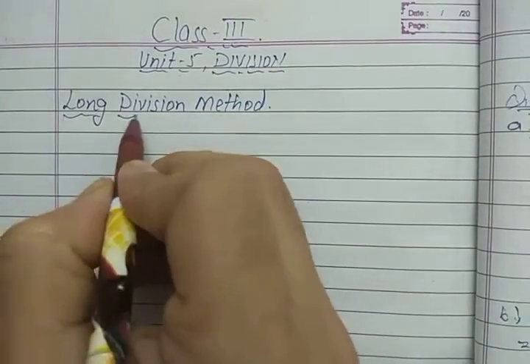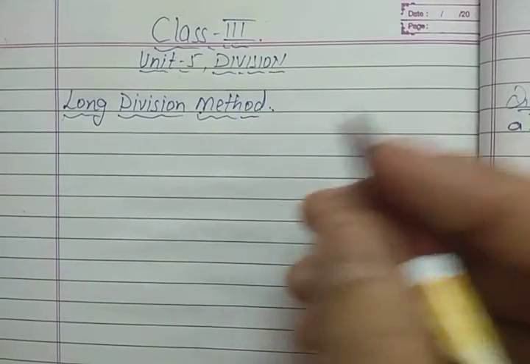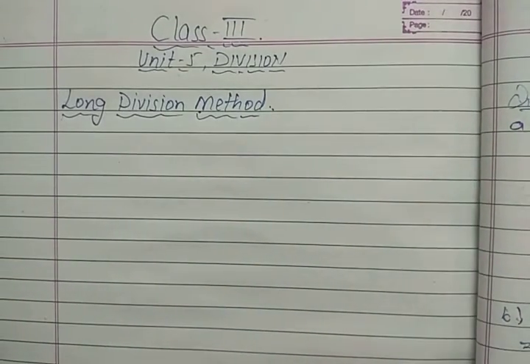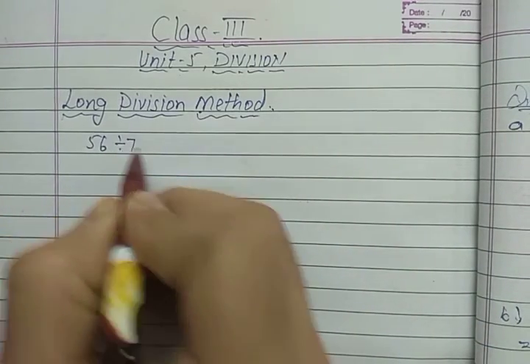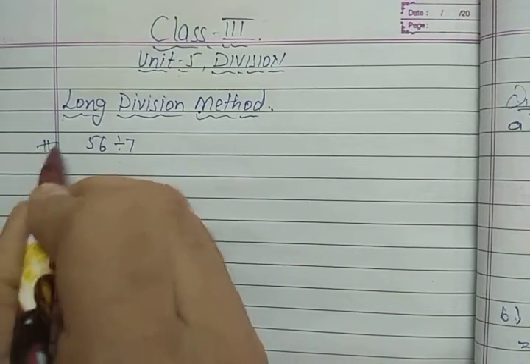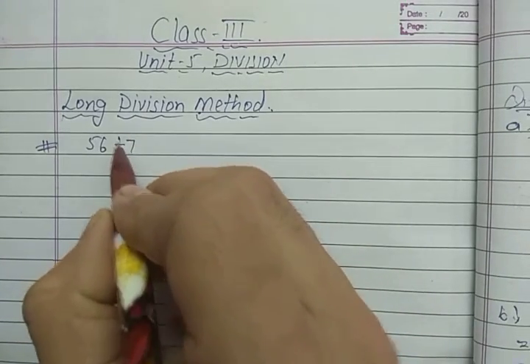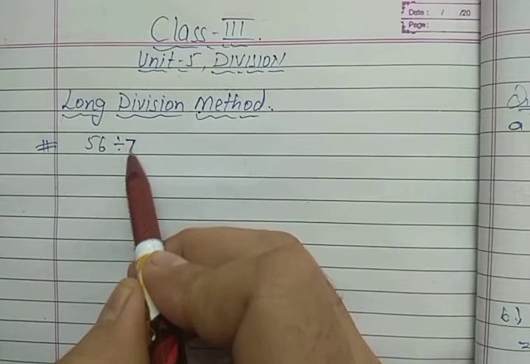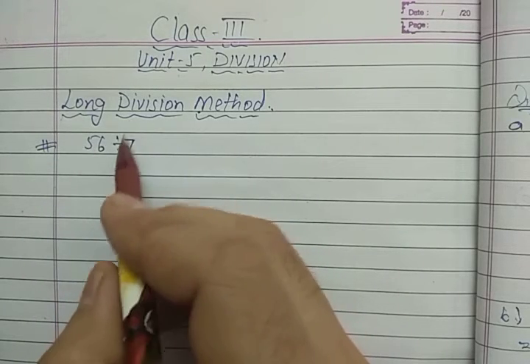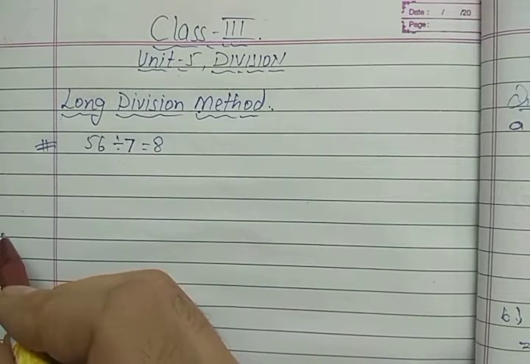So here till now we have divided by reciting the multiplication table. Suppose 56 divided by 7. This is the example. Now how have we learned to divide it? We have to recite the table of 7 till 56. So we know 7 8s are 56. This is our quotient. So this is the result.